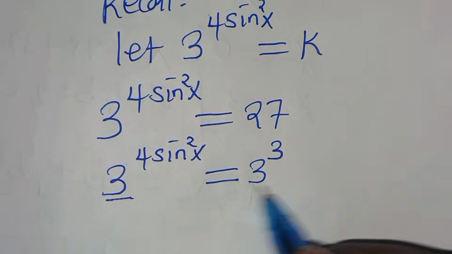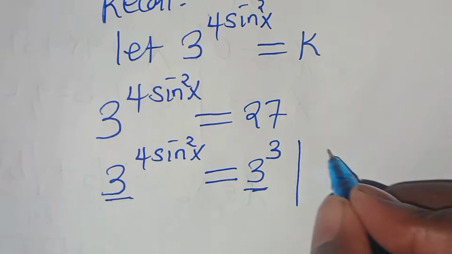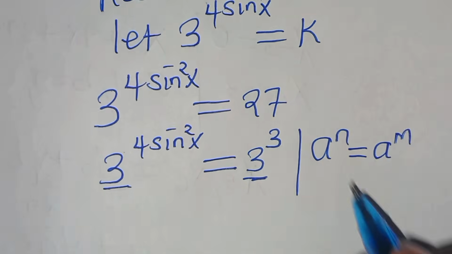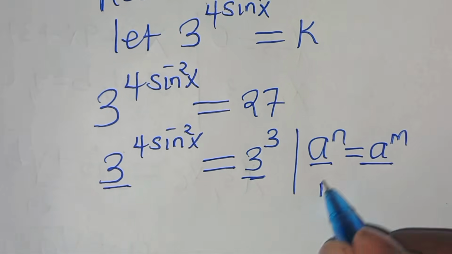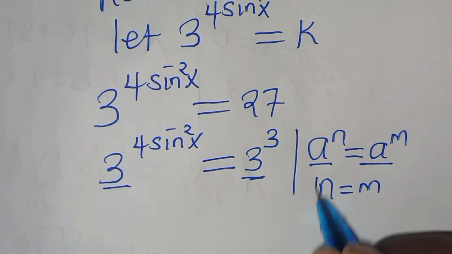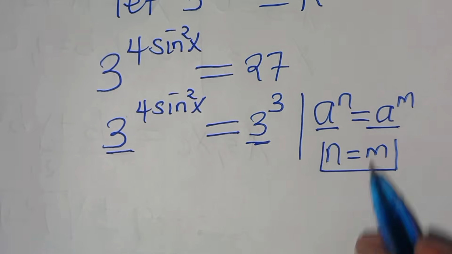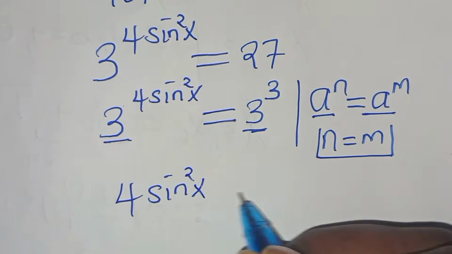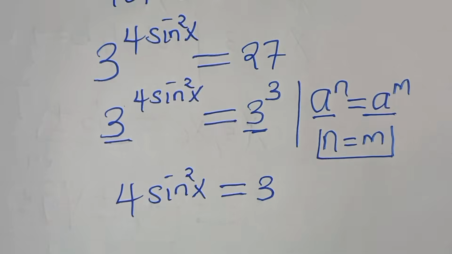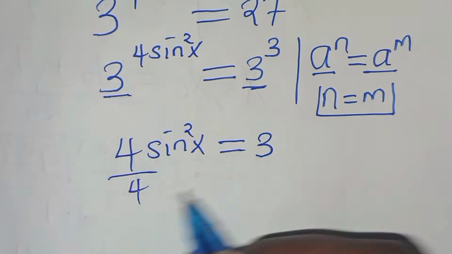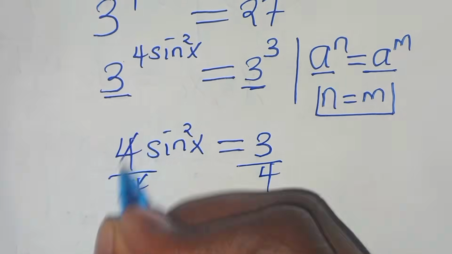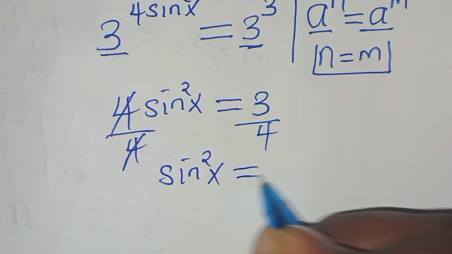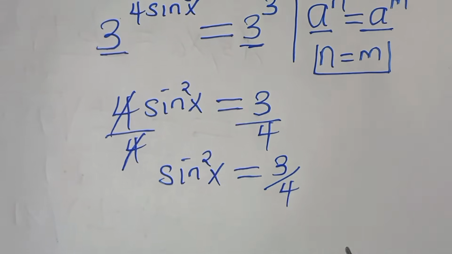We have the bases are common here, that is to mean that a to the power of n is equal to a to the power of m. Since the bases are common, exponent n should be equal to m. Applying this property, then we have 4 sine squared x is equal to 3. So let's divide both sides by 4. And this means that we have sine squared x is equal to 3 over 4.